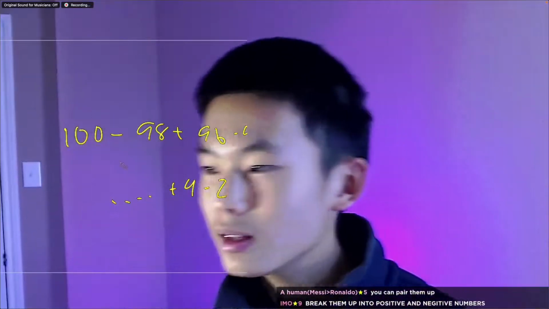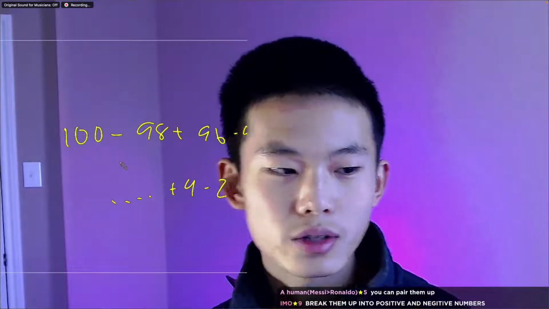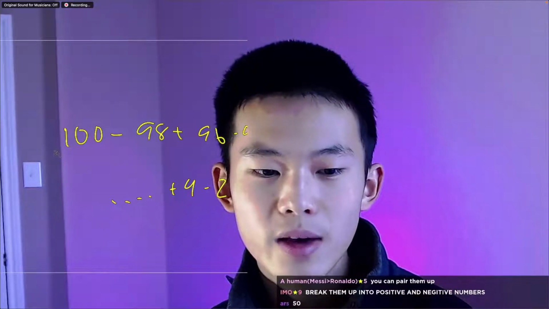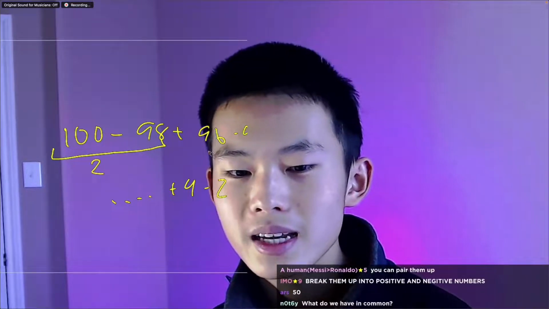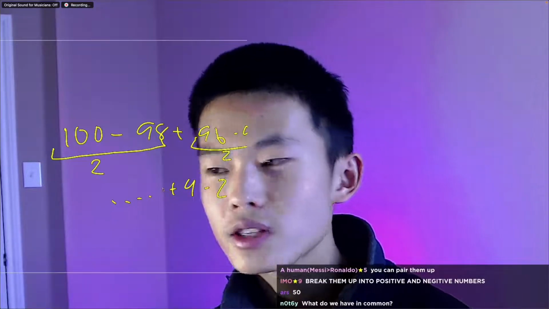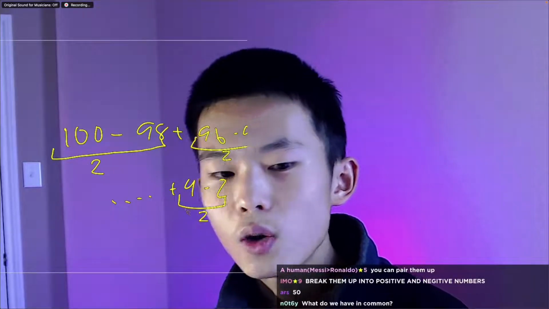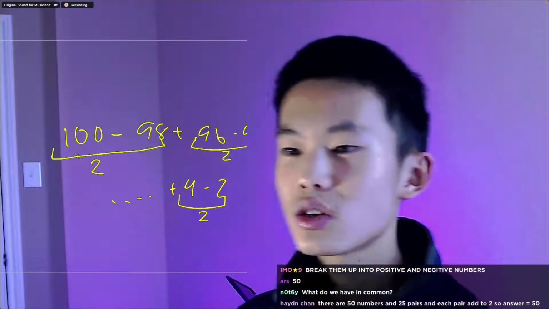So, yeah, exactly. We can see that they pair up into negative 2. So basically what happens is that we can pair up 100 and 98, and this equals 2. We can pair up 96 and 94, this equals 2, and so on and so forth. And we can pair up 4 and 2, and this equals 2. So we have a bunch of different pairs that all equal 2. But the question is, how many pairs do we have in total?